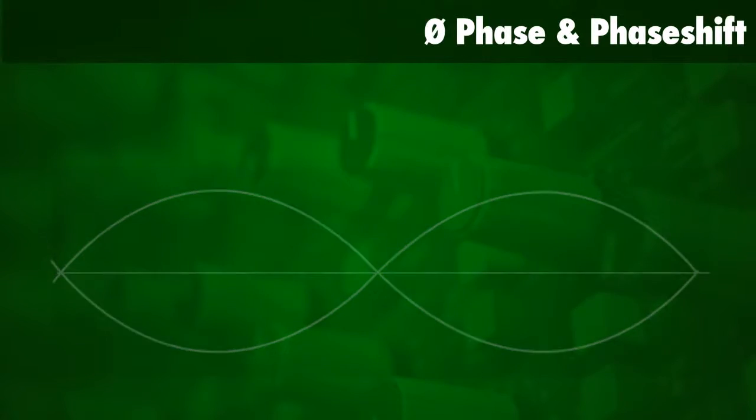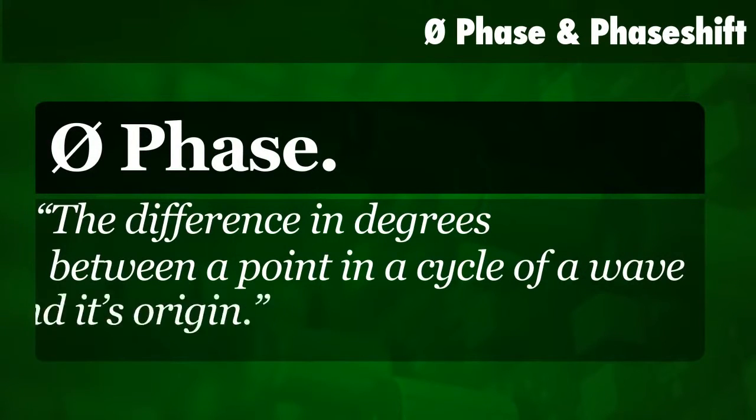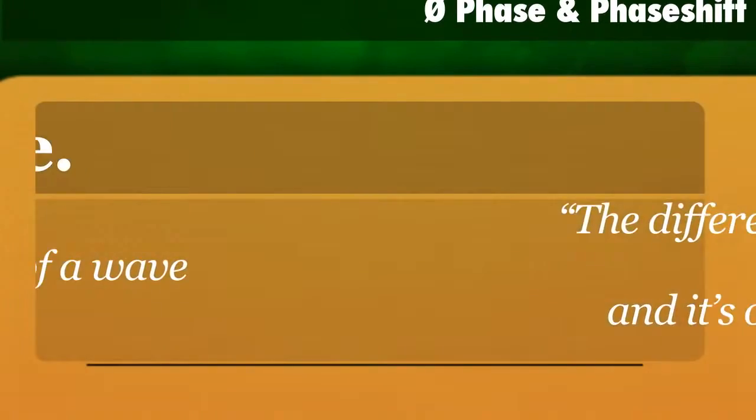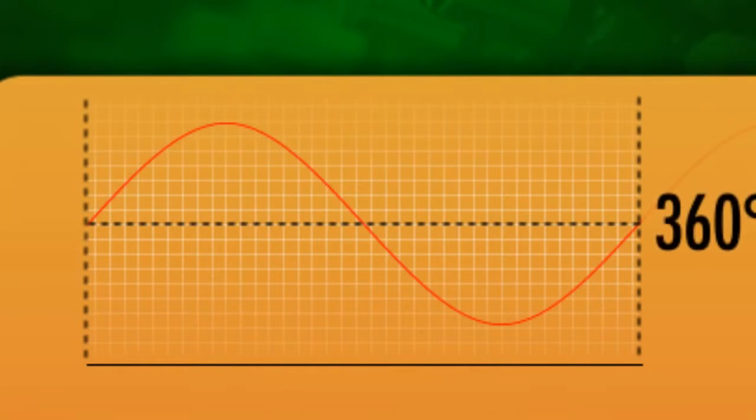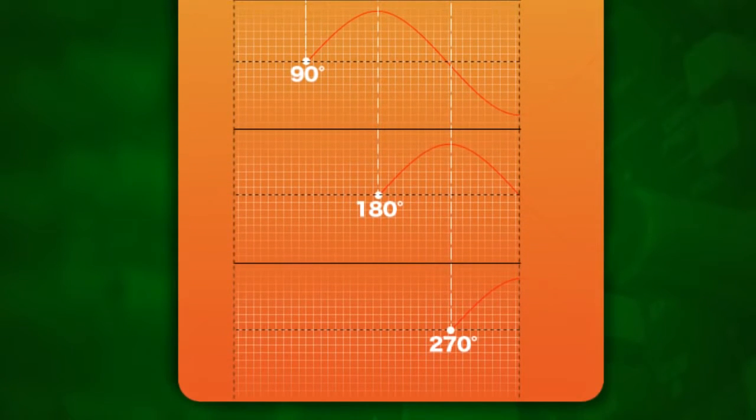Today I'm going to take a look at phase and phase shift. Phase is the difference in degrees between the point in the cycle of a wave and its origin. We've seen that a completed cycle runs for 360 degrees, so 180 degrees would be the phase angle for half the cycle.